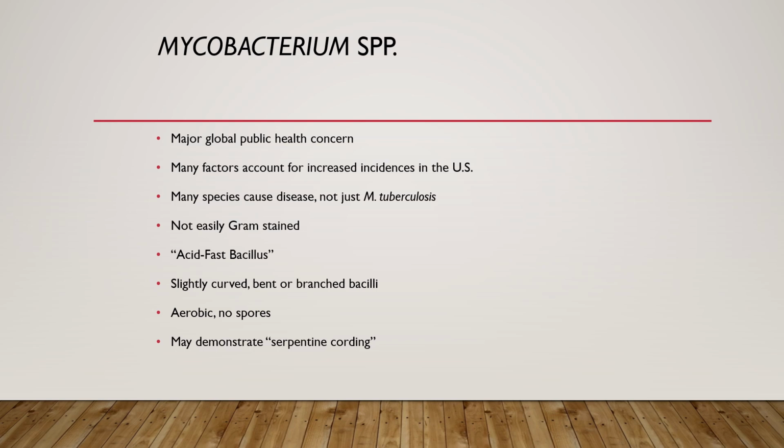Many species can cause disease. It's not just Mycobacterium tuberculosis that cause disease. And they're not easily gram stained. They're actually termed gram invisible because they have high cell wall lipids and waxy acids in their cell walls. They are called acid-fast bacillus, and that's because they are not easily decolorized with acid alcohol, thus they're called acid-fast. They're slightly curved, bent, or branched bacillus, aerobic with no spores, and they may demonstrate what's known as serpentine cording, and that's where you have bacillus that chain and form cords.